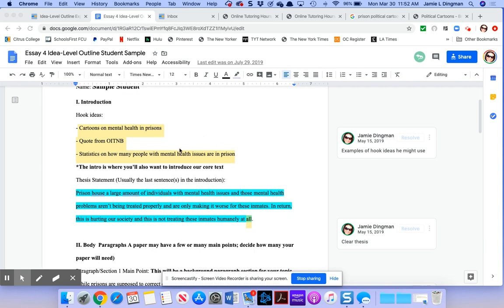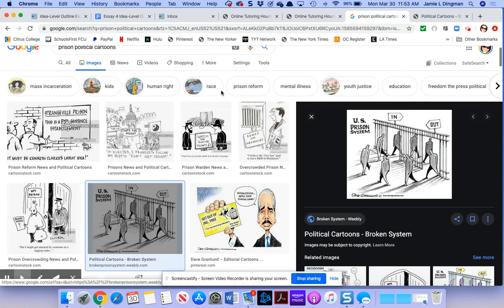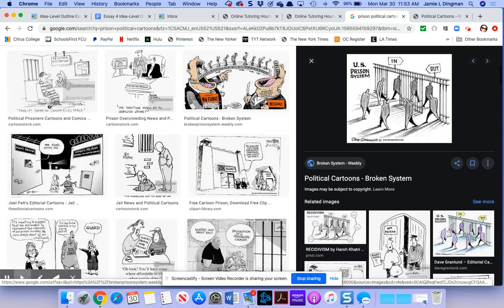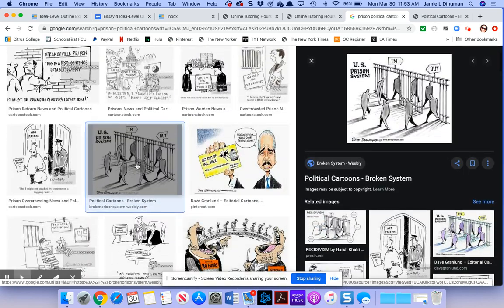Keep in mind that cartoonists don't just write funny comics, that some cartoonists also write political comments or social commentary type comics. So that is an option. Let me show you. So if you were to just Google political prison cartoons, you'll see a lot of things pop up. I picked this one here.